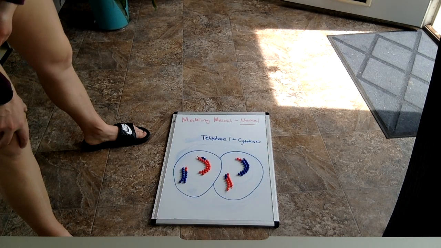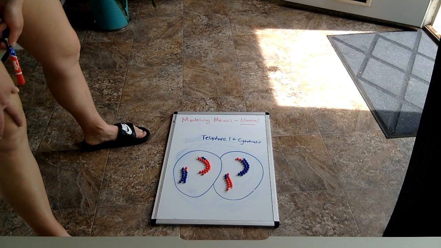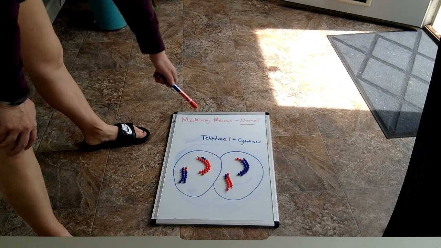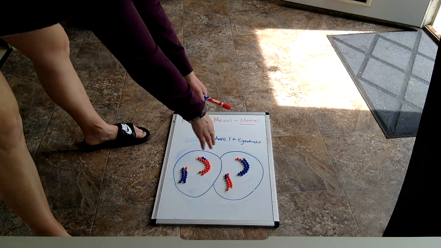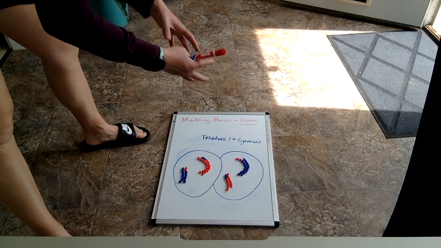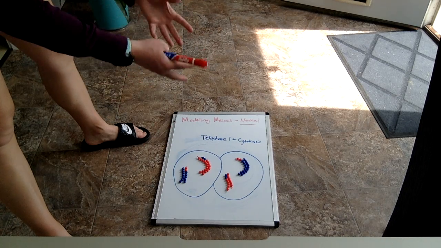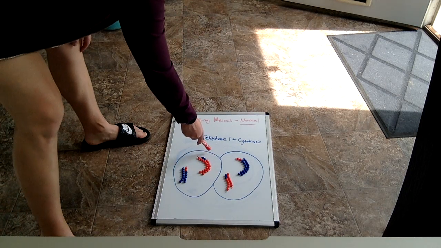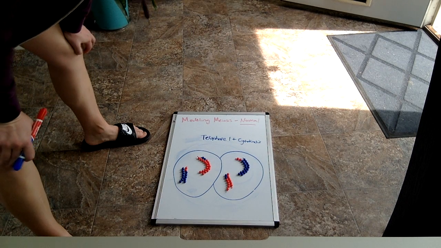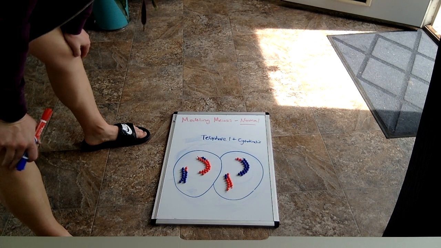All right, telophase 1 and cytokinesis. So remember, telophase is when the chromosomes are completely pulled up to the opposite side. And then cytokinesis is when the cytoplasm and all the organelles split, and then you have a membrane formed between them. And guys, I tried. There is no way to draw this without it looking like a butt. So it just looks like a butt, but that's okay.